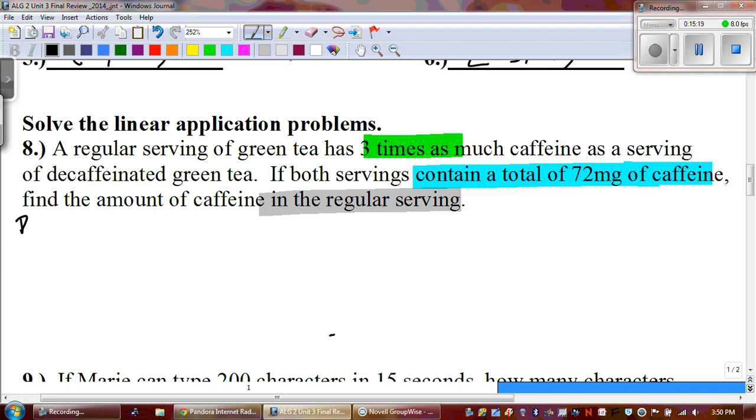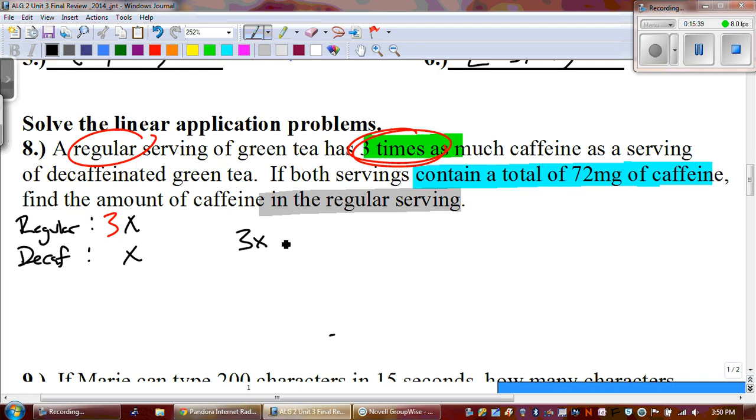So we know that there is regular and decaf. So when we're doing this, we want there to be x for both of them, okay? But they told us that the regular has 3 times, so that means the regular is 3x, okay? And so when we solve this, we just take both of those together and set that equal to 72. 3x plus x is 4x, and the last part would be to divide.